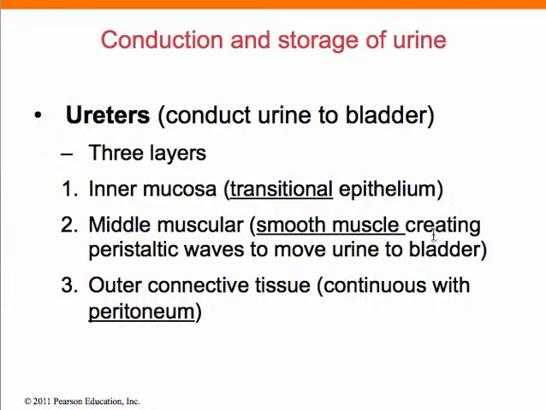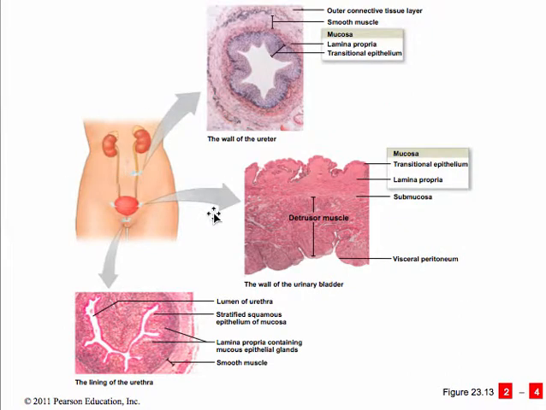The next layer is smooth muscle. The smooth muscle is here to have the ureter contract as it's stretched, and that causes peristaltic waves that help to keep moving the urine towards the bladder. And then the outer layer is connective tissue, and it's continuous with the peritoneum to help anchor the ureters in place. So if we take a look, this is a ureter.